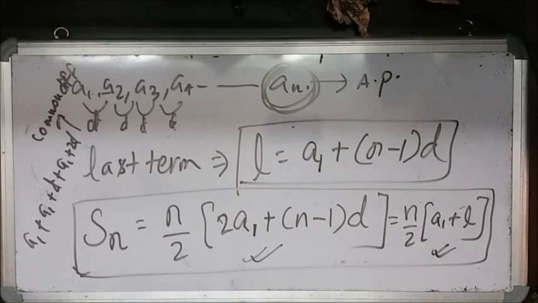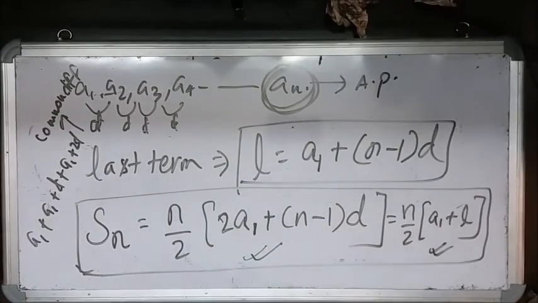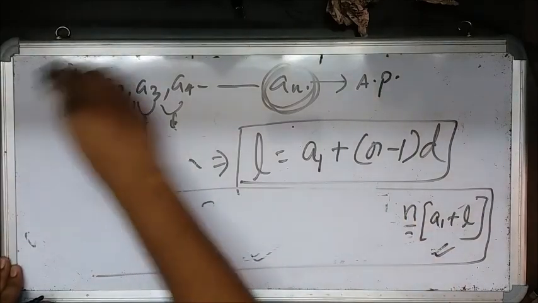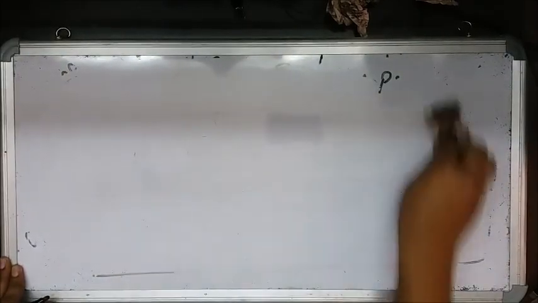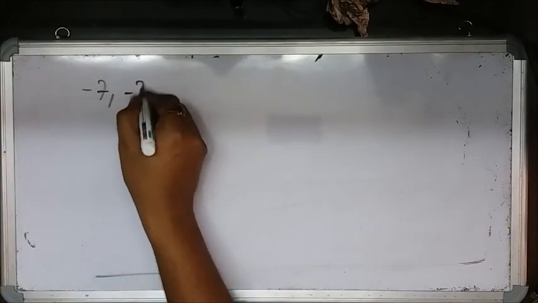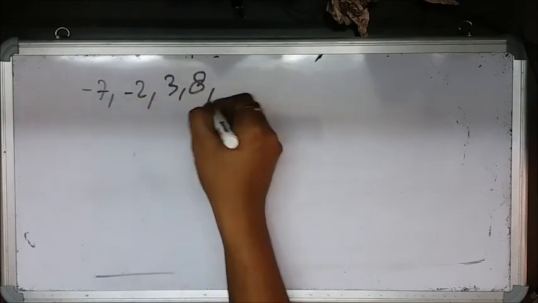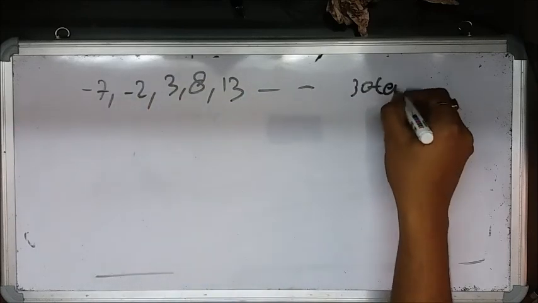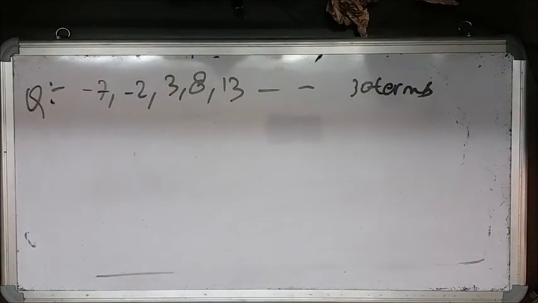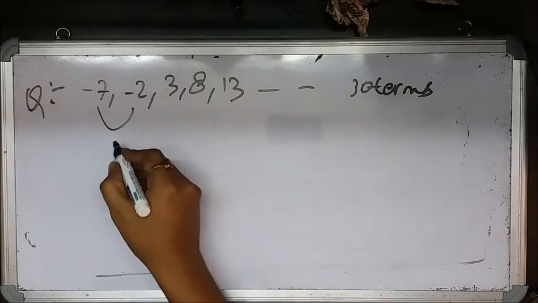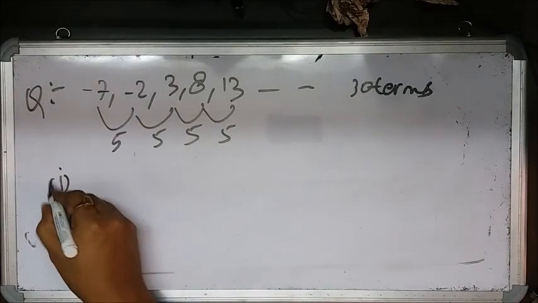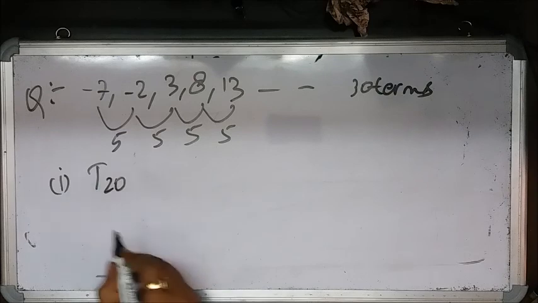Now, for actually dealing with questions of AP, let us take a small example. Suppose it's given that minus 7, minus 2, 3, 8, 13, and so on, and it's a 30 term sequence. The first thing you will do is find out whether it's an AP or not. If you find the common difference, it's always coming out to be 5. So it's an AP. And the first question is to find out the 20th term.